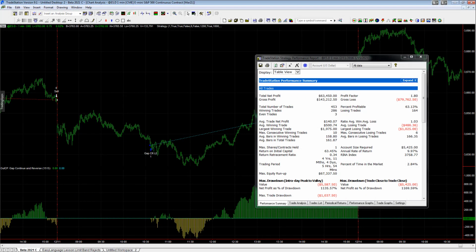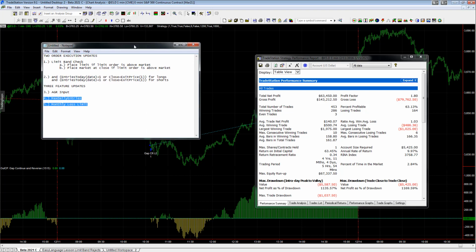We introduced Gap Continuation and Reverse E-mini S&P last week. I want to go over the 5 changes to this strategy. Oftentimes I get questioned about how often I optimize and whether my strategy is curve fitted, so I want to show you why these changes are not part of optimization or curve fitting. There were 5 main updates to this strategy: 2 order execution updates and 3 feature updates.